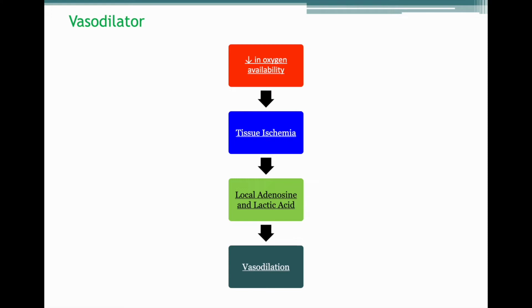That causes tissue ischemia, and this tissue ischemia causes more production of lactic acid and local adenosine release. That causes vasodilation. The vasodilation again will cause increased blood flow. So now coming to the lack of oxygen theory.